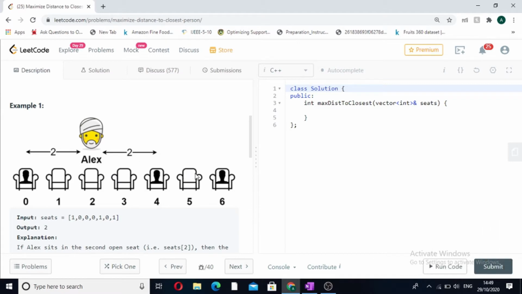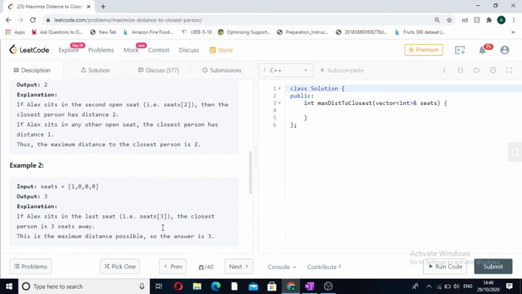And if he sits at the 5th position, then the distance of Alex from the nearest neighbor will be only 1, because he is sitting at 5 and the closest member is at 6, so the distance will be 1 only. So in this case Alex will sit at the 2nd position, so that the distance can be maximized. So this was one example.